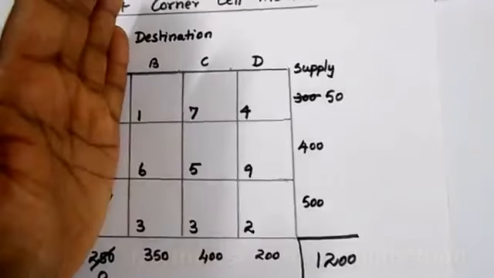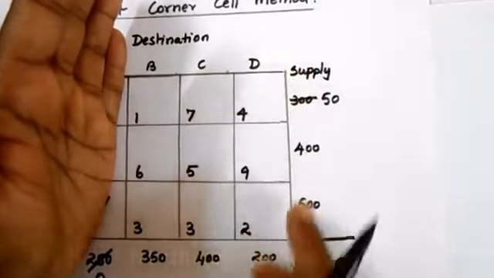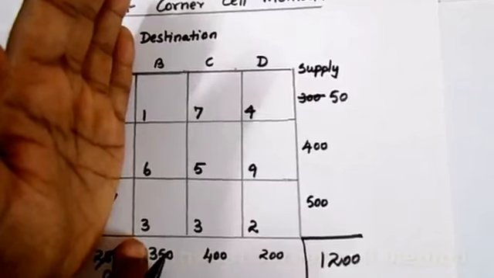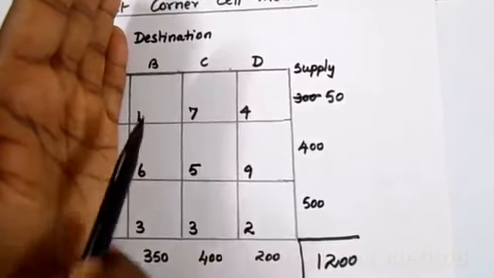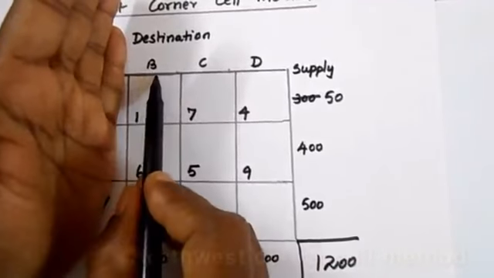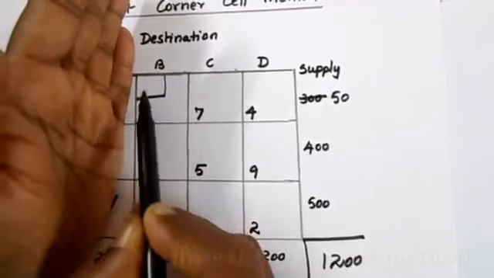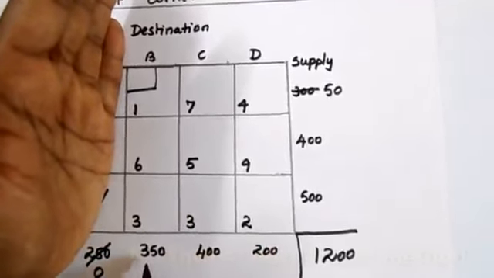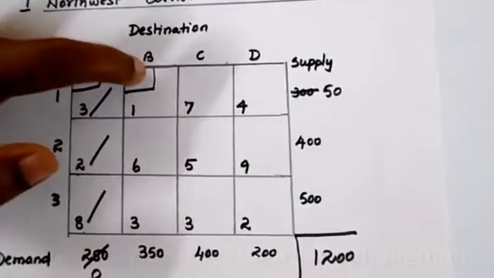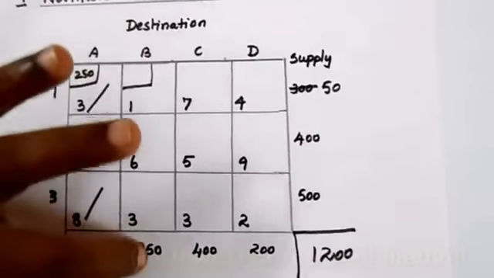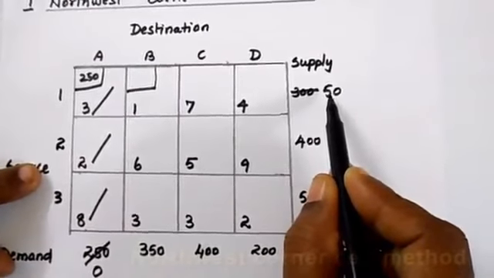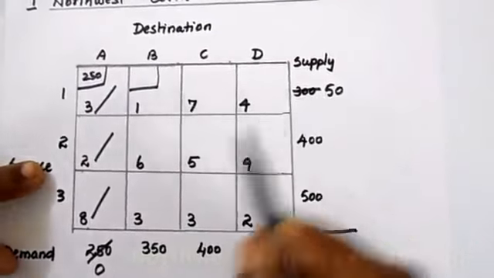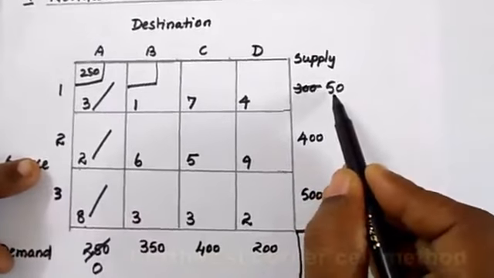After deleting the first column, the remaining cells look like this. Now we have to see which one is the northwest corner. This is the northwest corner. Again select this cell and see the demand and supply of the respective cell. For this cell, demand is 350, supply is 50. Which one is lesser? Supply is lesser than the demand. So allocate 50.